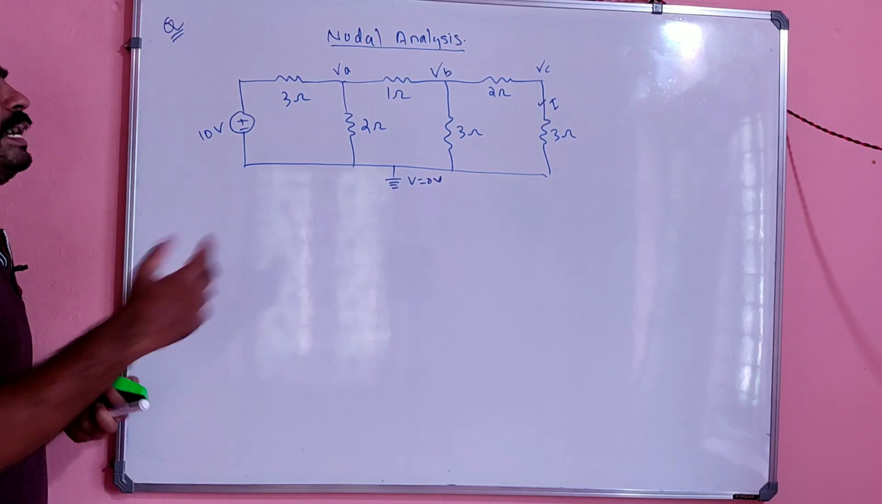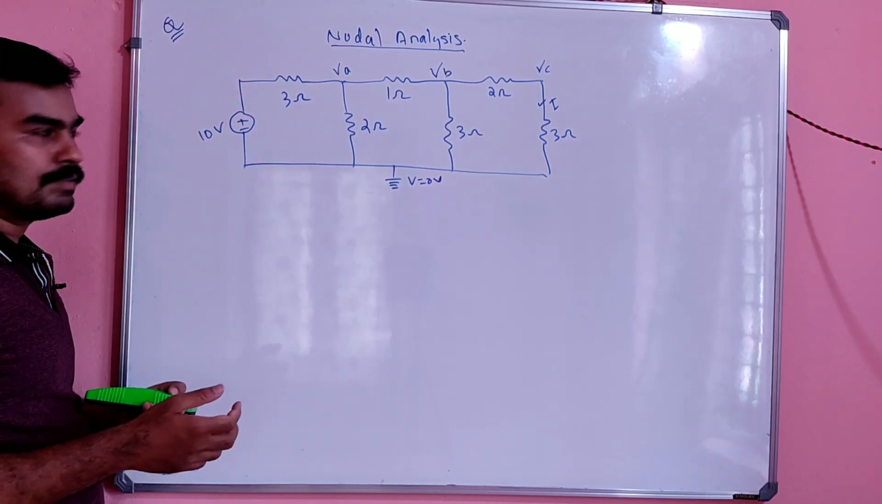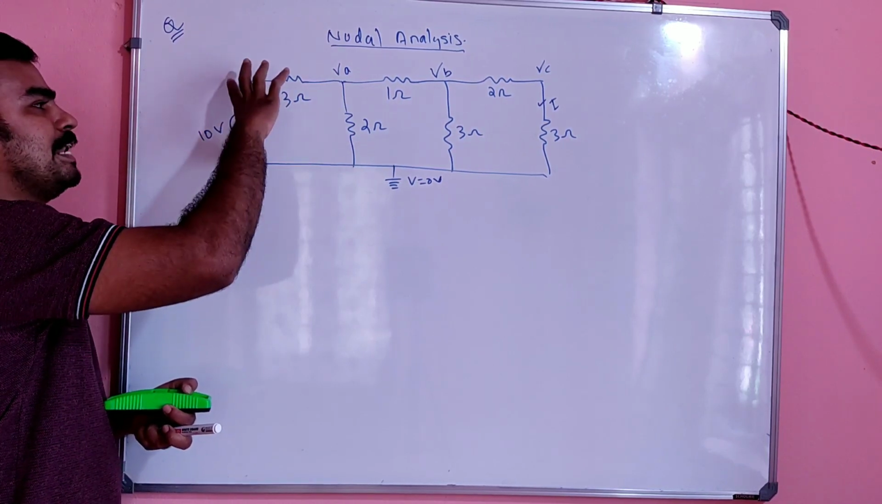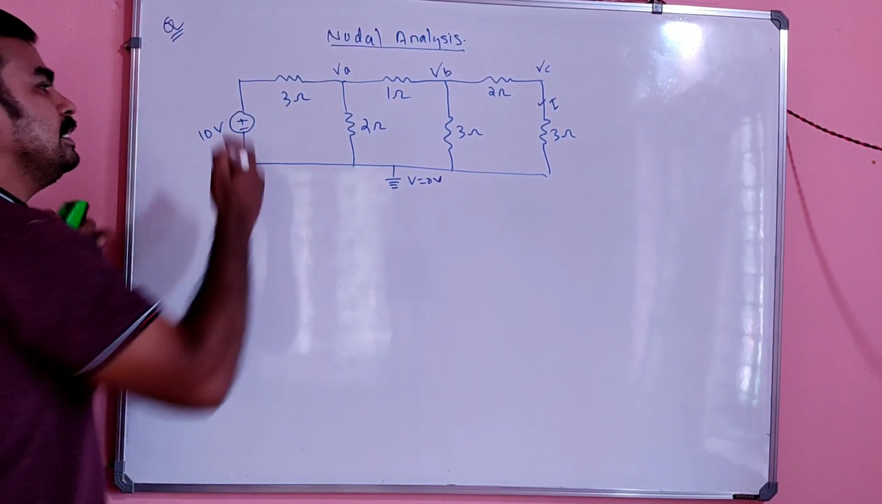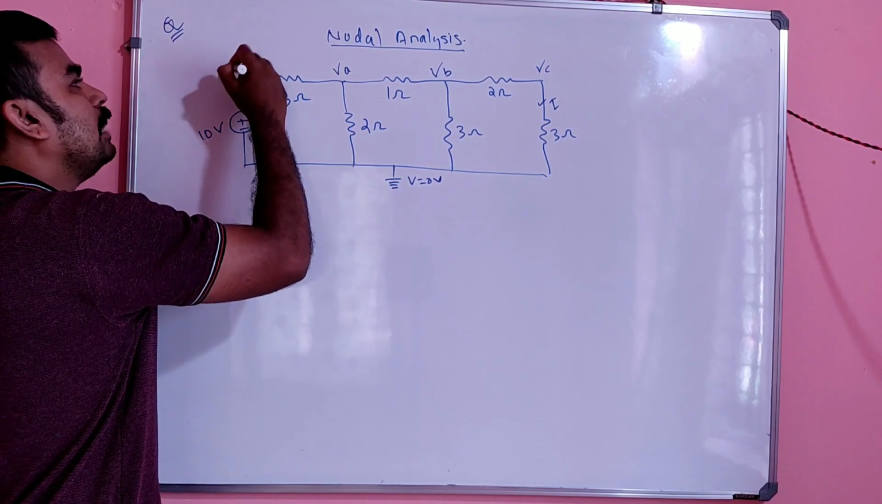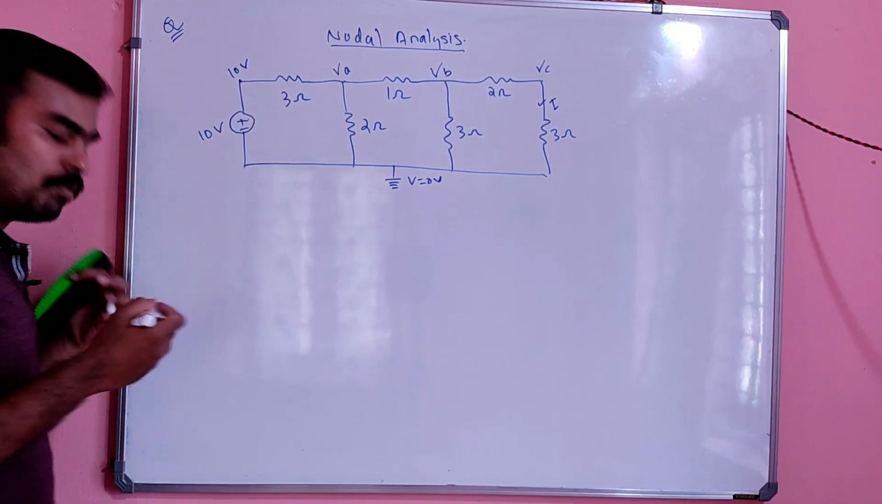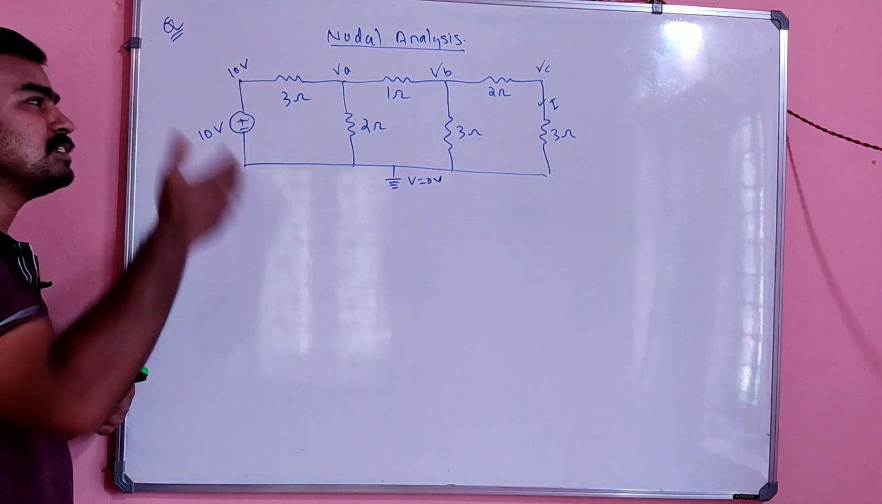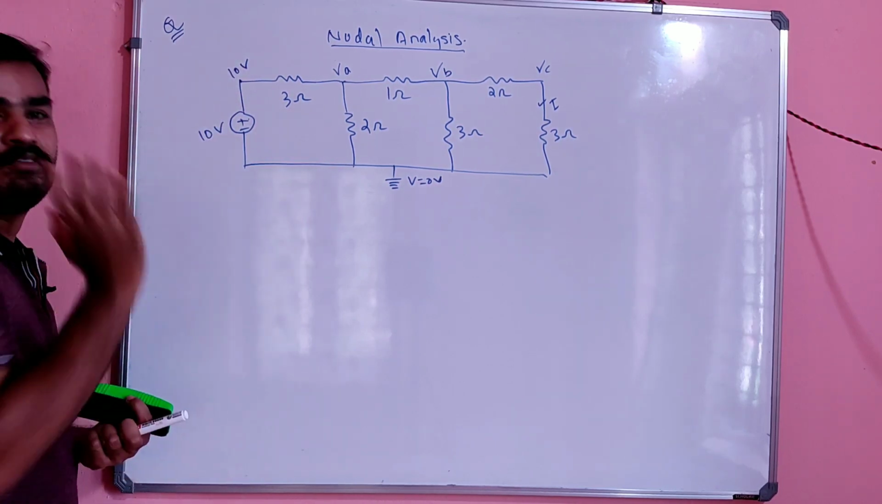And why I didn't take this as a node means the next step is you have to consider the voltage, no? Here 10 volt is already given. So this point is already at plus 10 volt. So there is no need to take this as a node, because it is already given as 10 volt.